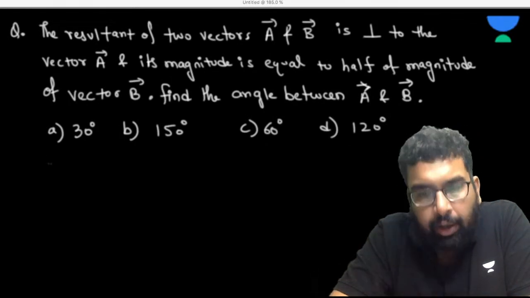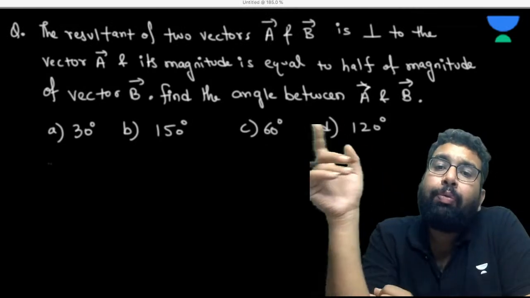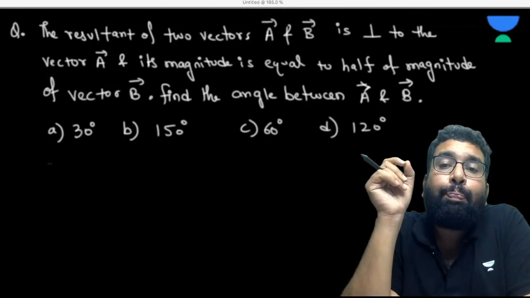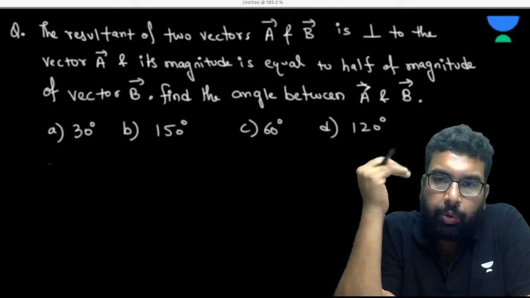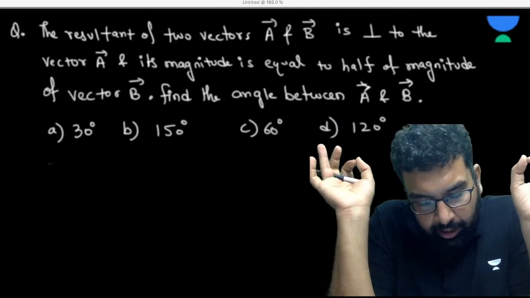Clear? So Shisa, you have applied the triangle law of vectors. Now I want you to do it graphically from the parallelogram law. I want you to try it graphically only. Don't go by the analytical way. ठीक है?